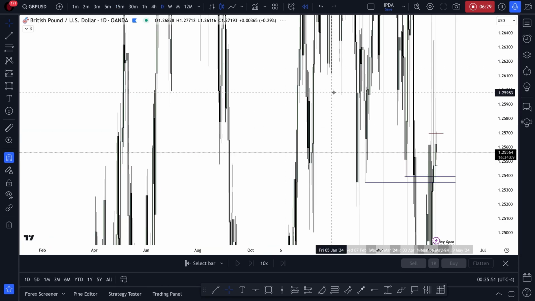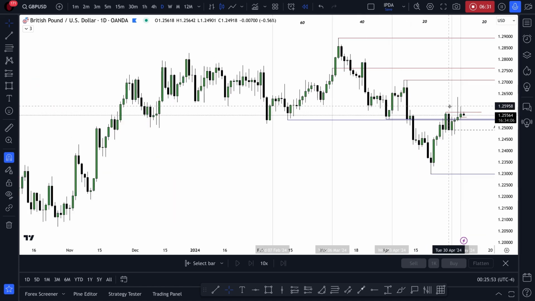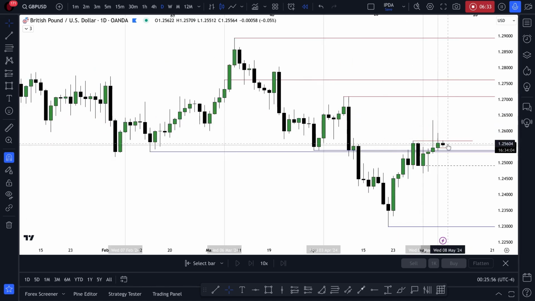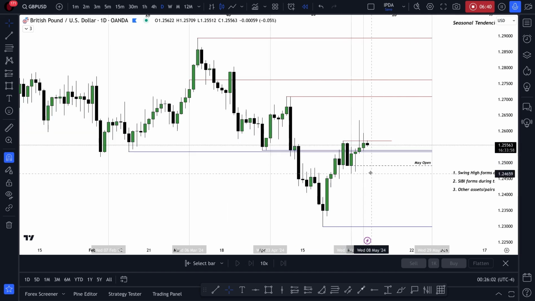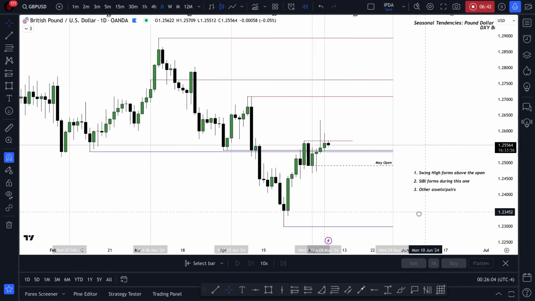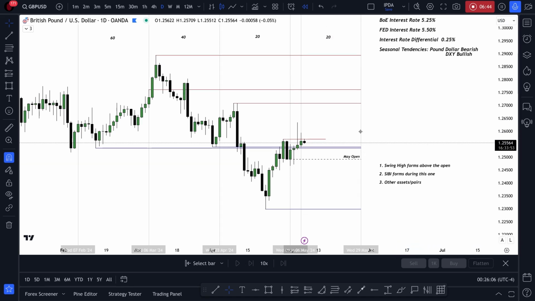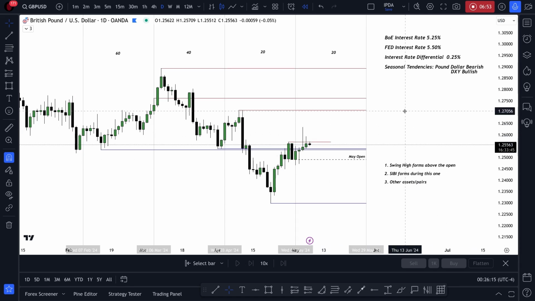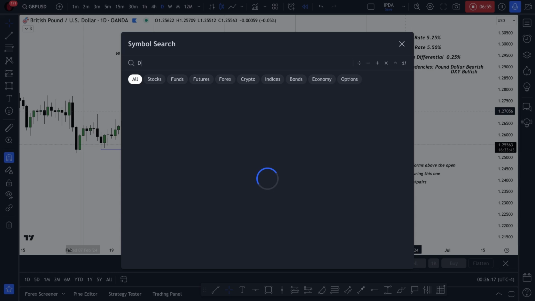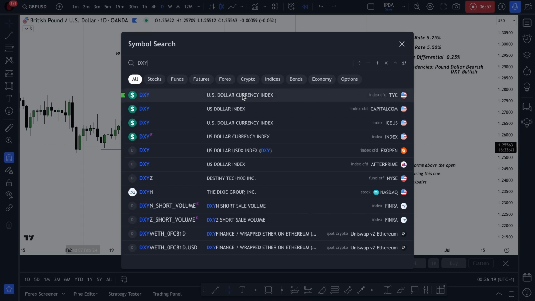Going back to the daily. So right now, I want to see if price is going to continue to sell off and move back down. Are we getting a top above the opening price? Because one of the characteristics of a bearish month is that it forms a swing high above the opening price. Now, what is the dollar doing? Is the dollar going up? That's something we have to take into consideration. So we'll check out the DXY briefly.